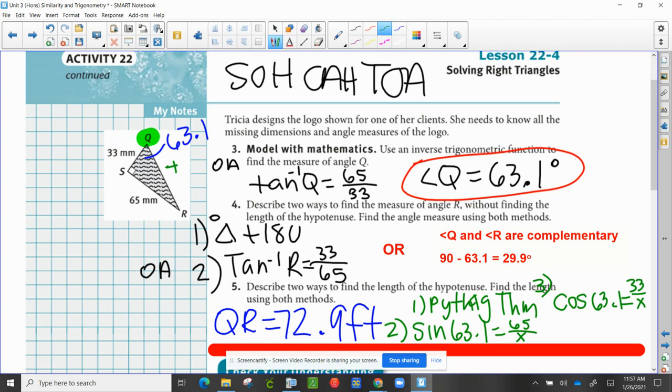So different ways to set up the problems. It's all the same thing using SOHCAHTOA, setting up your ratios. Just depends on what you're solving for. If you're solving for a measurement, a side length, you're just going to use the regular sine, cosine, tangent. That's what you're finding. If you're finding the measure of an angle, you're going to use the inverse trig function.